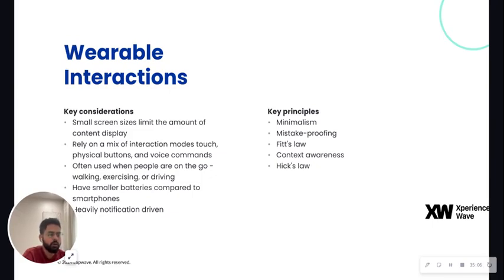And context of use is very important because wearables are often used when people are on the go, say walking, exercising, or driving. So interaction should be brief and very contextual. Users will glance at the screen and expect to accomplish tasks very quickly. So the focus should be on a glanceable interface. Wearable devices have very small batteries, even compared to that of smartphones. So energy efficiency is very crucial.